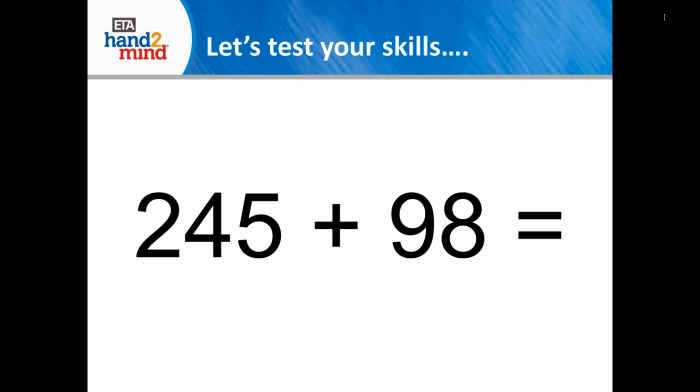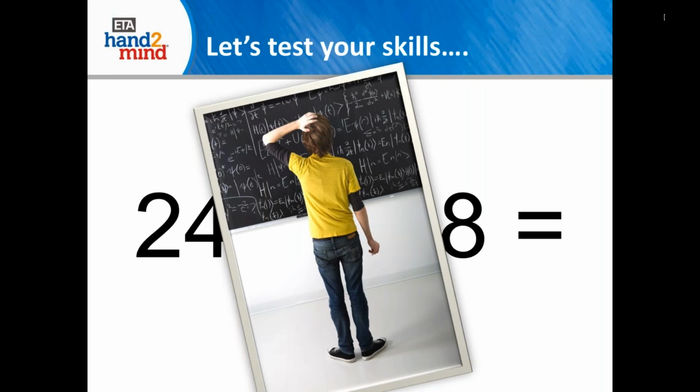How many of you actually implemented some sort of a strategy? You weren't sitting there looking like me in this picture. Some of you may have taken 2 away from the 245 and added it to the 98 to equal 100. Then the problem becomes much more simple and you just add those 2 totals together. This is an example of a strategy, one that would be great to teach our students, but we need to teach our students a variety of strategies.